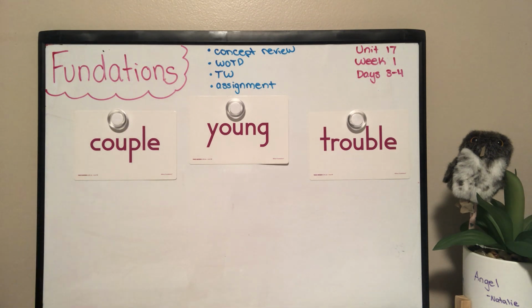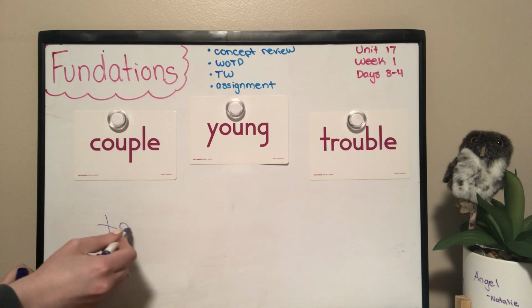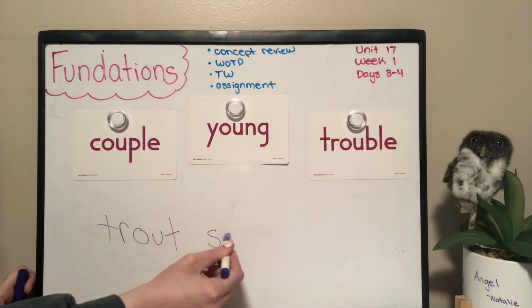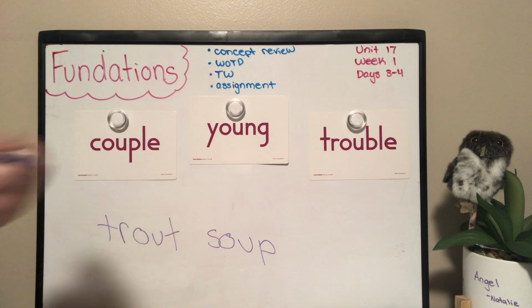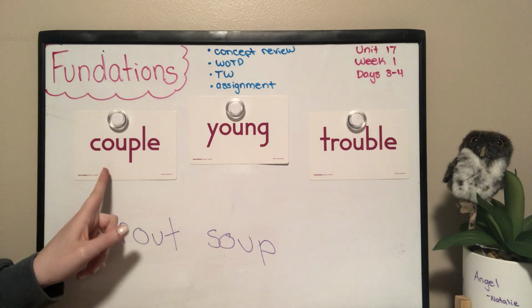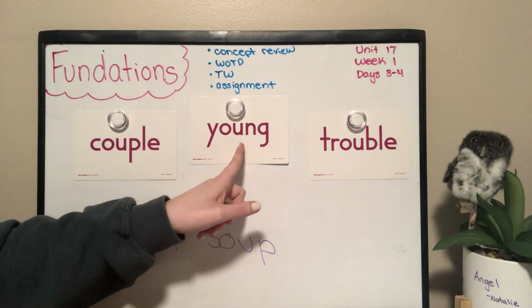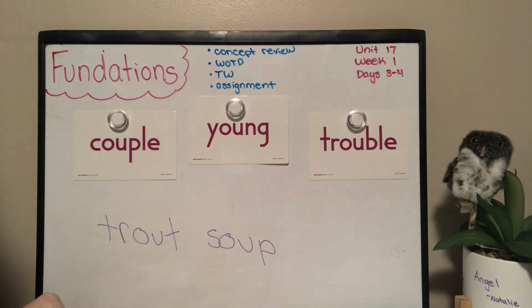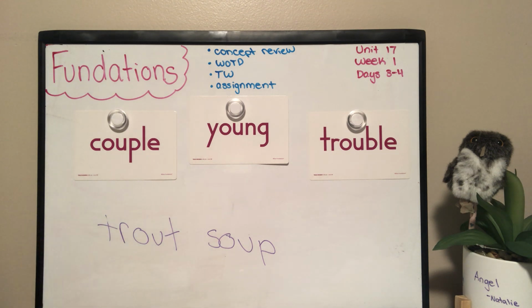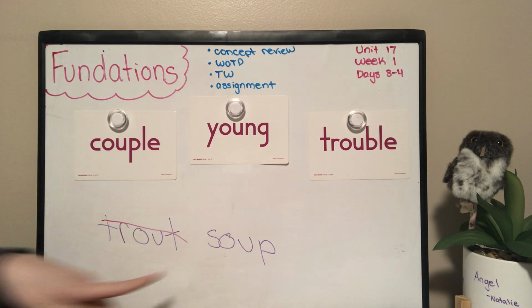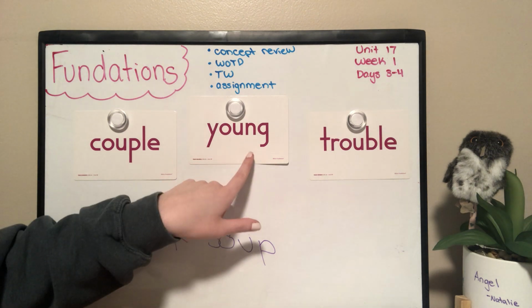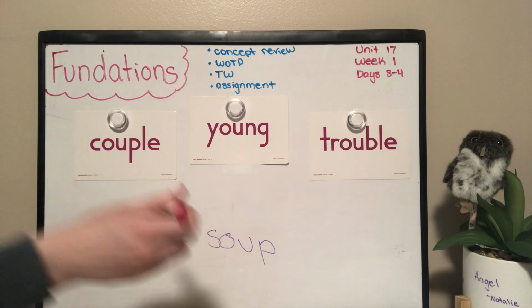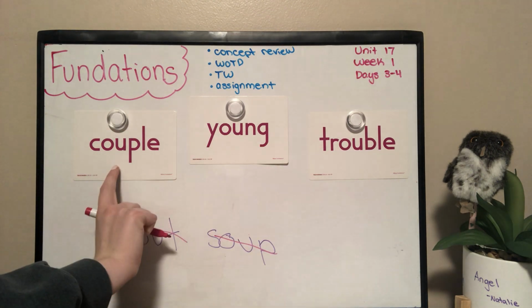So we know OU can either say ow, like in the word trout, or it can say ooh in the word soup. Is this saying cowple? Yawn? Trouble? No. Is this saying soup? Couple? Yoon? Trouble? No, not that either. O-U, O-U, O-U.